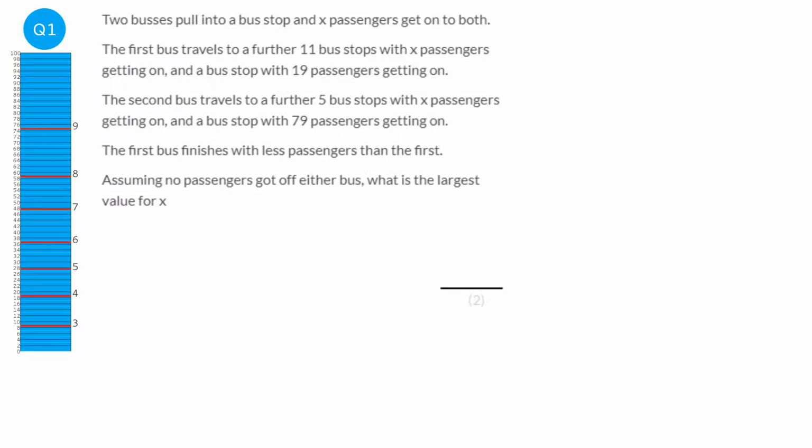Enjoy! So we're going to write an expression for the amount of people on the first bus. They've started with X passengers and gone to 11 bus stops with X passengers. So altogether that is 12X. So we're going to have the first bus, and so we've got 12X. And then on the last bus stop, 19 passengers get on. So plus 19.